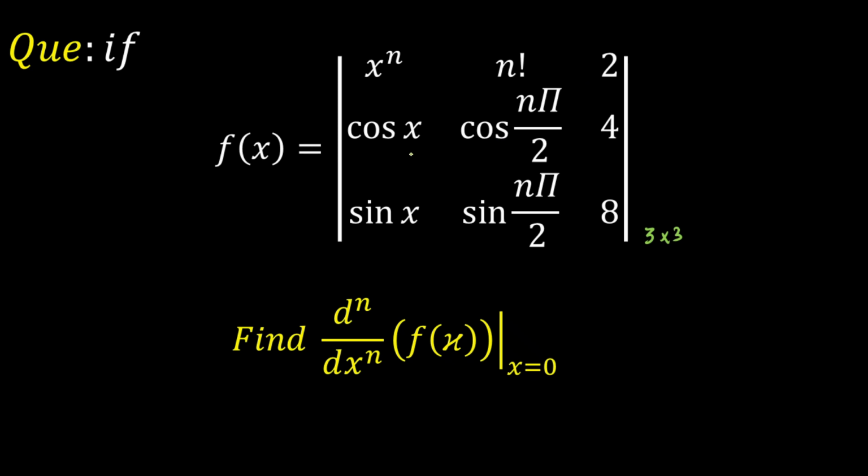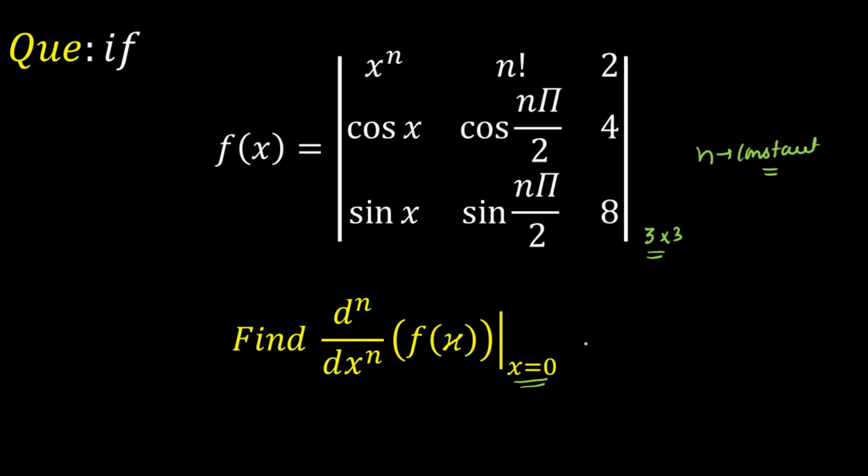Second row is cos of x, cos of n pi by 2, 4. And third row is sin of x, sin of n pi by 2 and 8. And here n is a constant. Now our question is, if f of x is given in this form, a 3 cross 3 determinant, find the nth derivative of f of x at this particular value, that is x is equal to 0.